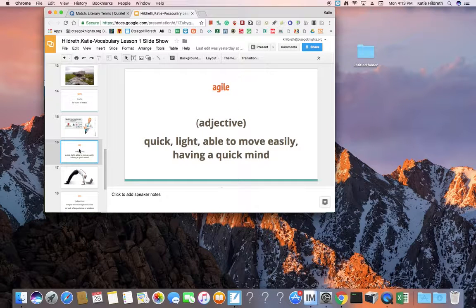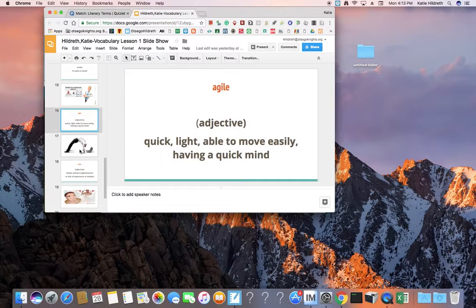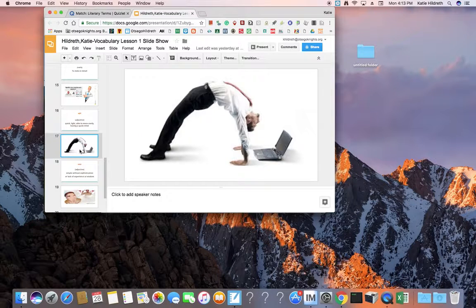Our next word is agile. It's an adjective, so it's another describing word, and it describes a person, a place, or a thing. So it's describing a noun or a pronoun, and it means quick, light, able to move easily, having a quick mind. I always think of dancers, especially ballet dancers, who seem to be very agile. In the picture, I thought this was really good: the person bending backwards. Gymnasts are also very agile.